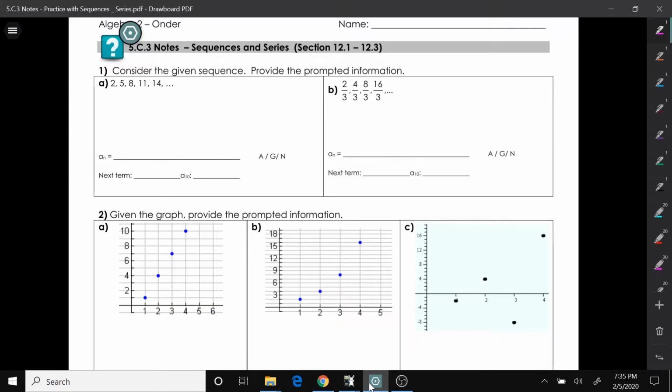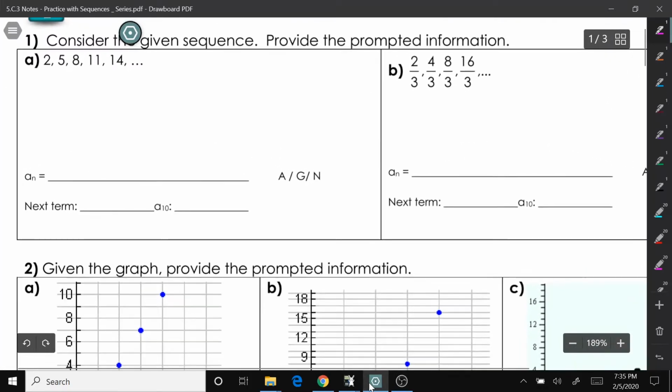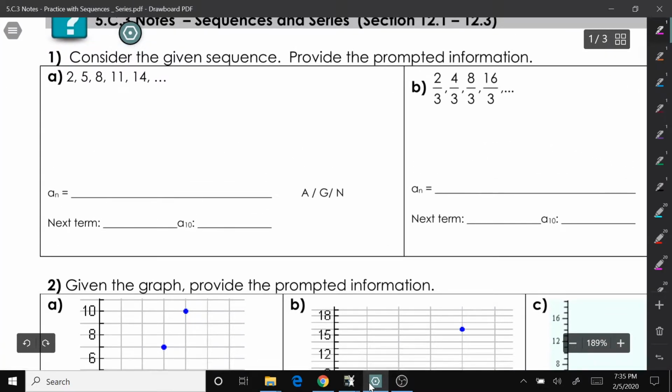Alright, for this one, what I want you guys to do is pause the video and try these problems, and then after you've done them, watch the video to see that you've done it right. This way you can check yourself to see how well you're understanding these things, because tomorrow you'll have a quiz on this stuff. So let's get started.